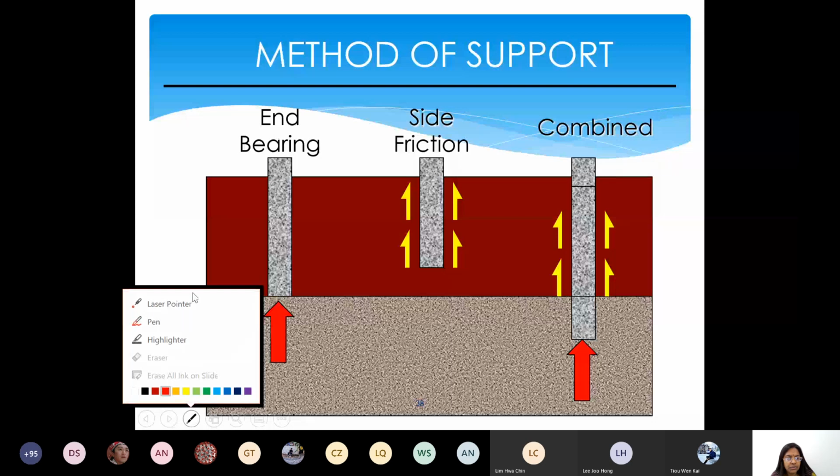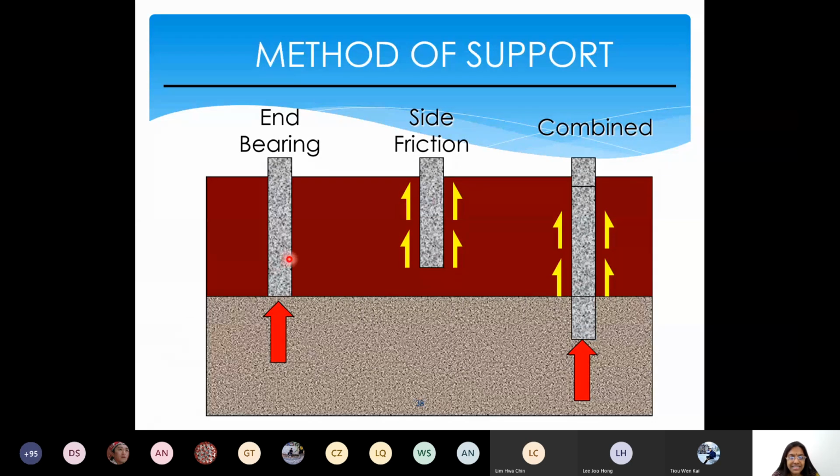You can see the slide, right? I'm sorry, I'm asking quite often. Can you see the slide? Okay.